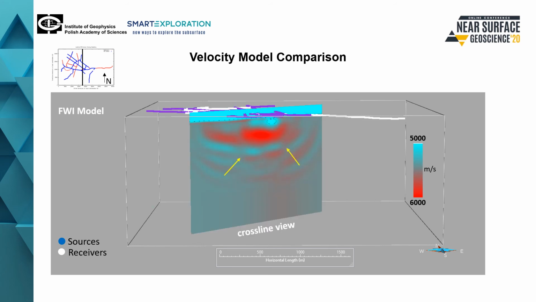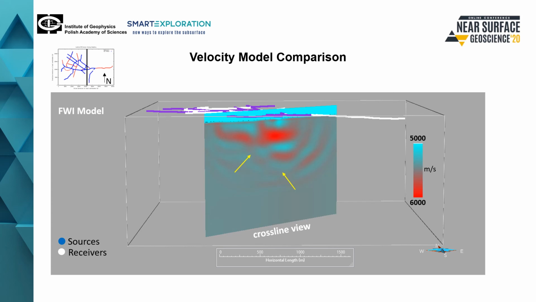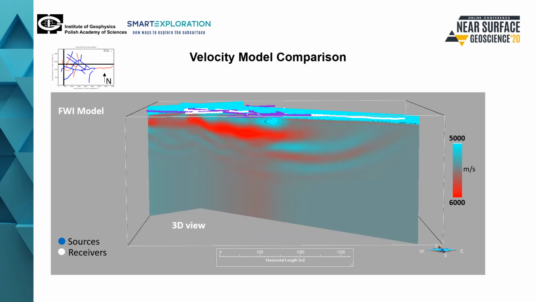Some more cross-line views showcasing several features marked by the yellow arrow, which can further be investigated independently or with other information available in the area. Now, at the end, we can see the whole nature of the velocity model. It confirms that the mineralization is curved in the cross-line direction and further extends down deep in the southeast direction.